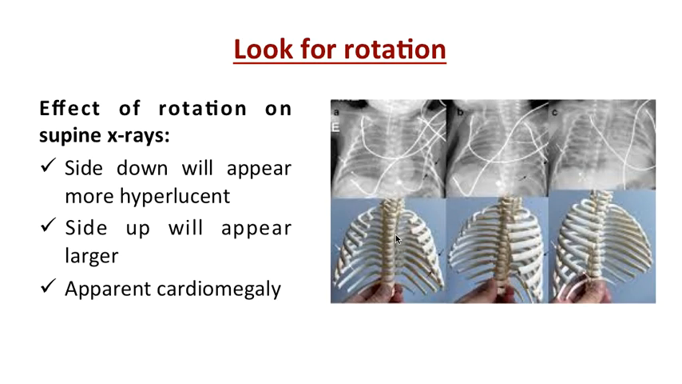Another important thing which determines the quality of an X-ray is the rotation. A degree of rotation can seriously affect the quality of a chest X-ray. Right? For example, if the patient is rotated in a supine position, the side which is down will appear more hyperlucent, and the side which is up will appear larger in size. And also there will be an apparent cardiomegaly. So it becomes very difficult to interpret these images whenever there is even a slight rotation.